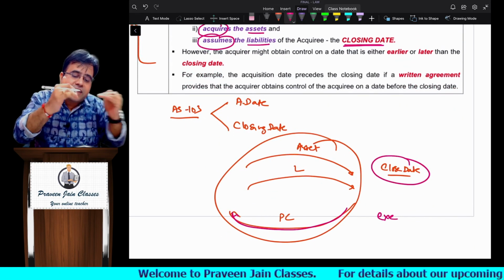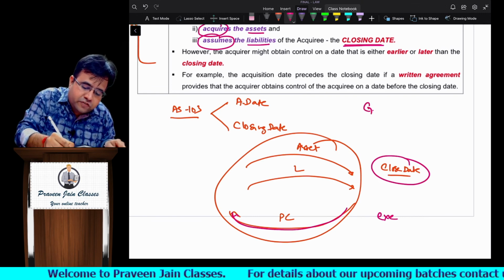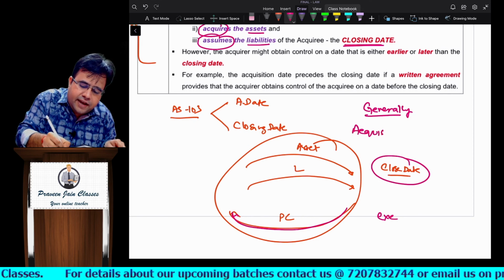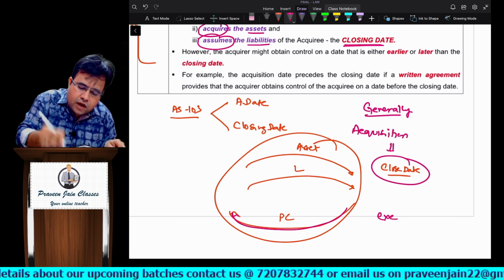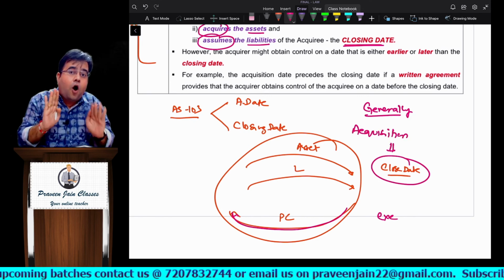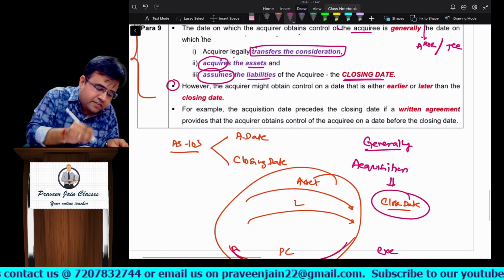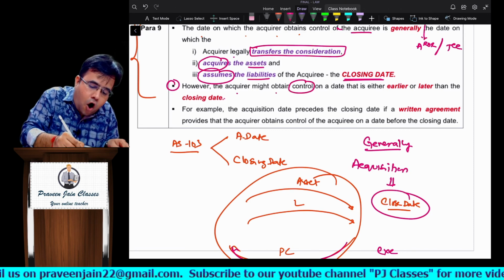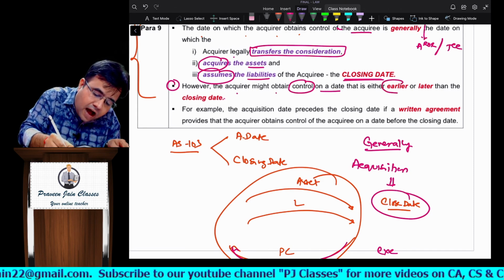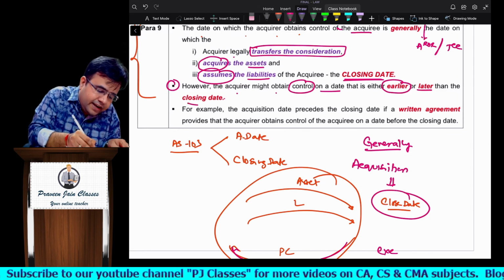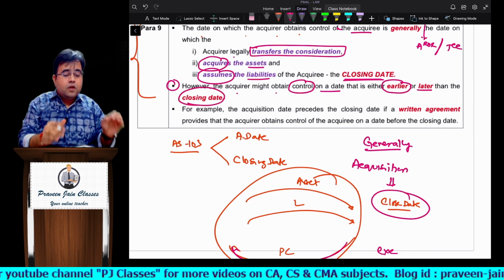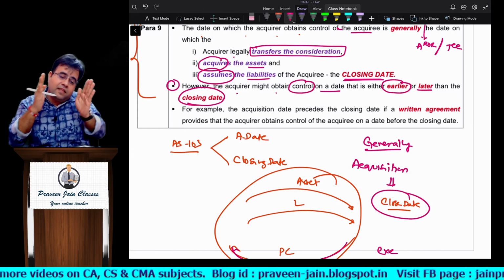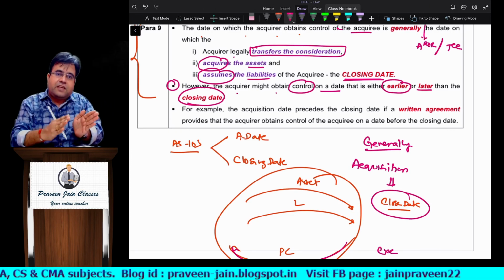Now, what is your standard saying, sir? The most important word is "generally": generally acquisition date is closing date, sir, but not always. That is what the second point is saying, sir. However, the acquirer might obtain control on a date that is either earlier or later than the closing date, sir. है ना? So closing date मतलब purchase consideration is given, asset is given, liabilities are settled. The date on which all this happens is the closing date, sir.